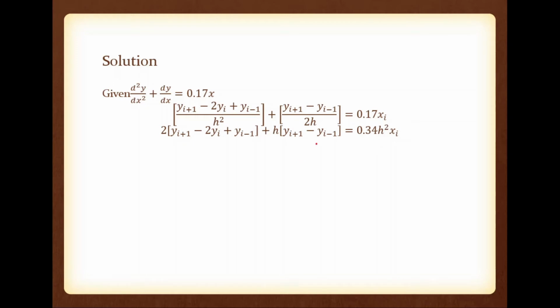Is it okay? So now we can group the similar terms. First take yi minus 1. For yi minus 1, here we have 2 and here we have minus h, this h into this minus. So we have 2 minus h into yi minus 1. Then take yi. Only one term is available, so minus 4yi. Then take yi plus 1. Here we have 2 and here we have h. So 2 plus h into yi plus 1. So we can write this equation as 2 minus h into yi minus 1 minus 4yi plus 2 plus h into yi plus 1 equal to 0.34 h square into xi.